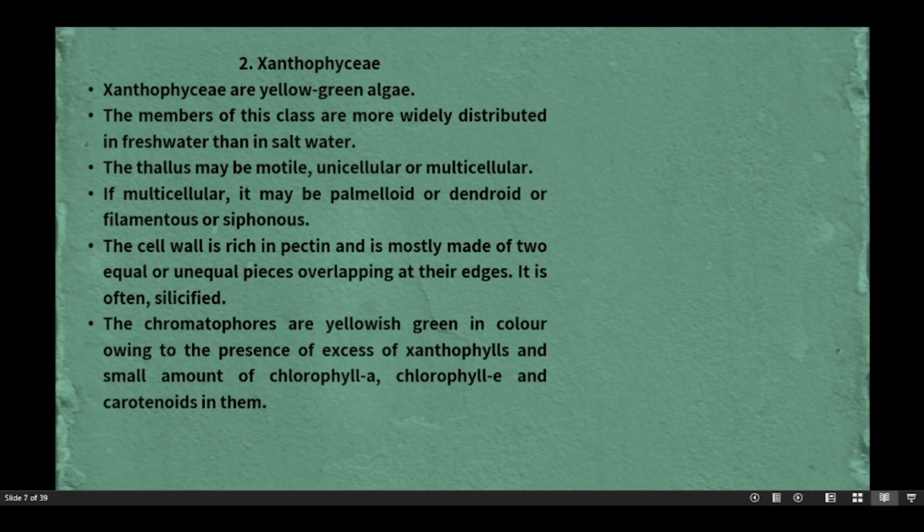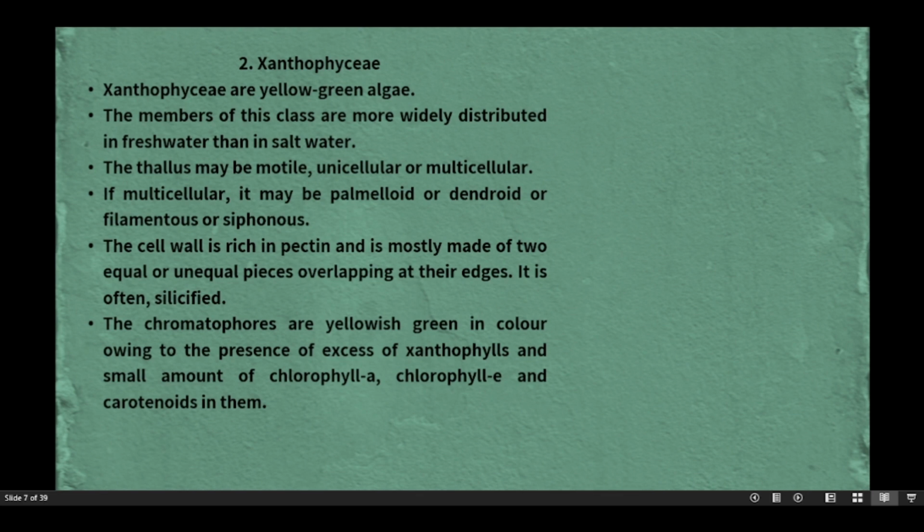Second class is Xanthophyceae. Xanthophyceae are otherwise called yellow-green algae. The members of this class are more widely distributed in fresh water than in salt water. The thallus may be motile, unicellular, or multicellular. If multicellular, it may be palmelloid or dendroid or filamentous or siphonous. The cell wall is rich in pectin and is mostly made of two equal or unequal pieces overlapping at their edges. It is often silicified.